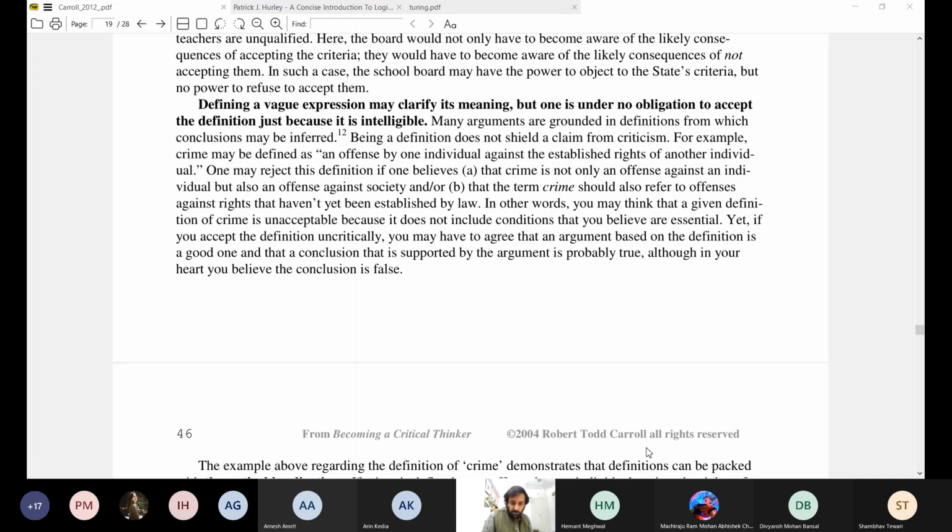That may or may not be true, but you don't want to be in a position where you agree to a definition that has strong theoretical consequences that later on you disagree with. That's the point that he's making. If you accept the definition uncritically, you may have to agree that an argument based on the definition is a good one, and that a conclusion that is supported by the argument is probably true, although in your heart you believe the conclusion is false.